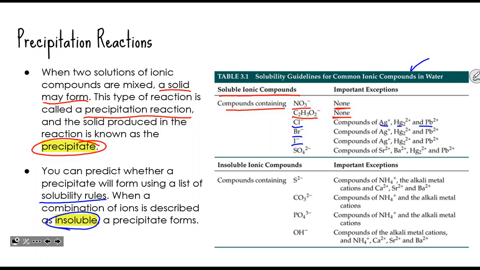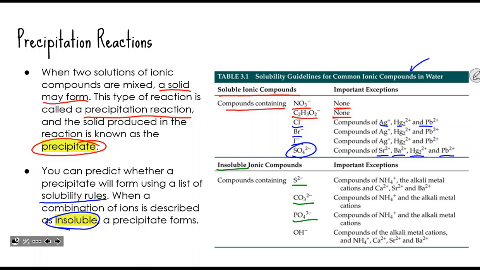Sulfate, there's a few extras. Strontium, barium, the mercury, and the lead. Now, mercury is not a big deal because we never work with mercury because it's very toxic. But there are some important exceptions to sulfate. Most sulfates are soluble, but there are some important exceptions there. Those ones fall on the soluble list. Now, all of these other ones down here are considered to be insoluble, or they will precipitate out.